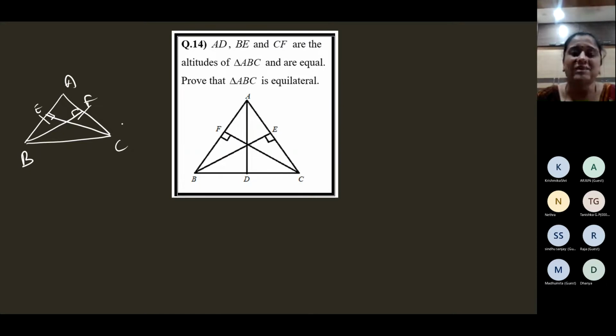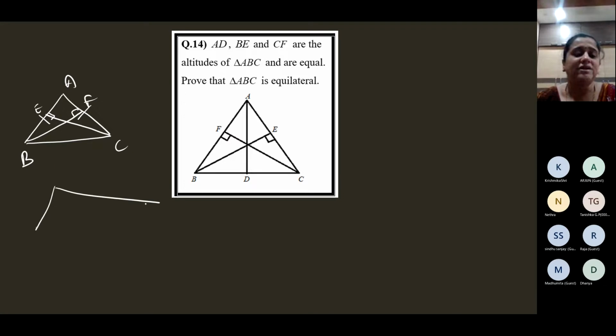In a triangle, when two sides are equal, the altitudes drawn on the equal sides are also equal. The altitudes also will be equal. Conversely, in a triangle, not in an isosceles triangle, in a triangle, when two altitudes drawn on two sides of the triangle are equal, then the two sides are equal. So when altitudes are equal, the corresponding sides are equal. When two sides are equal, the corresponding altitudes are equal.